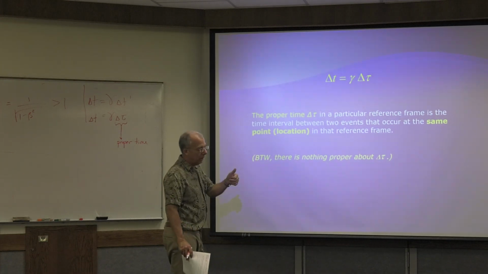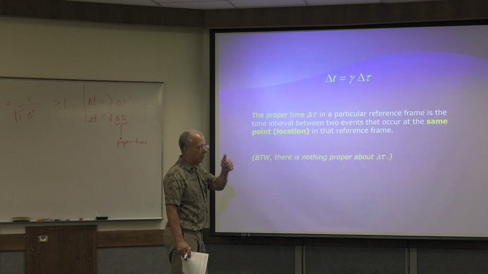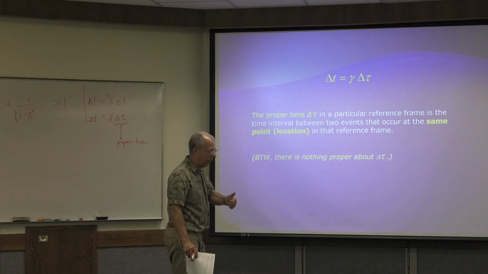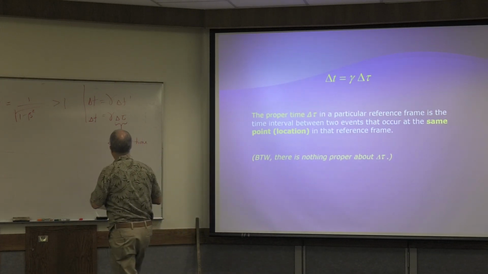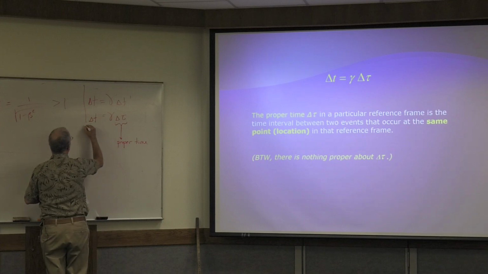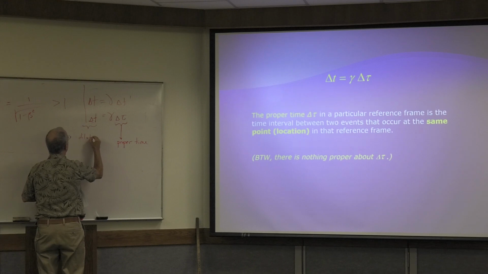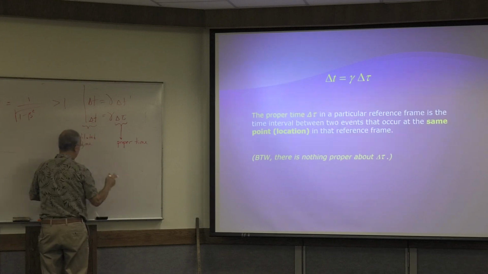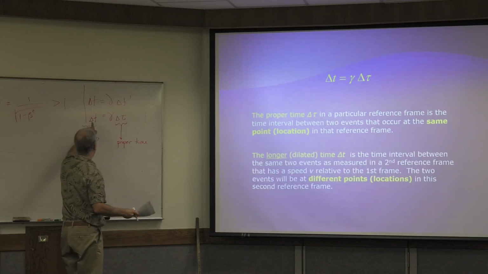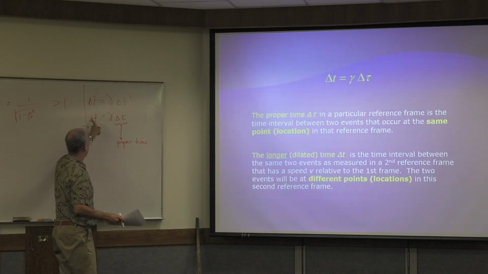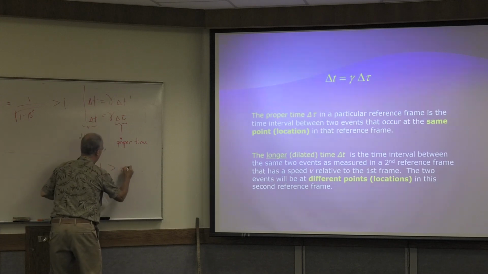So for the proper time, you have both events occurring at the same location in that reference frame. Just understand that. Okay, so that's the proper time. And this is called the dilated time. It's called time dilation, right? And again, this is longer, because this is bigger than 1. So delta t obviously is bigger than delta tau.